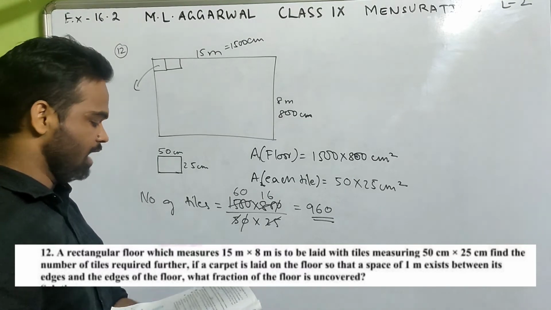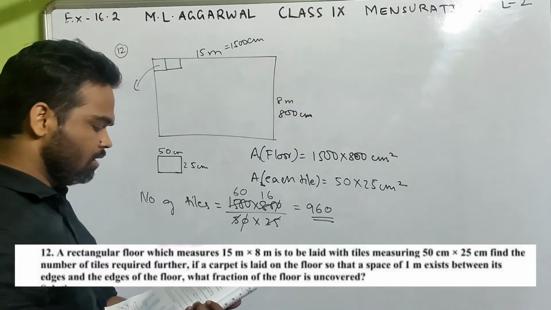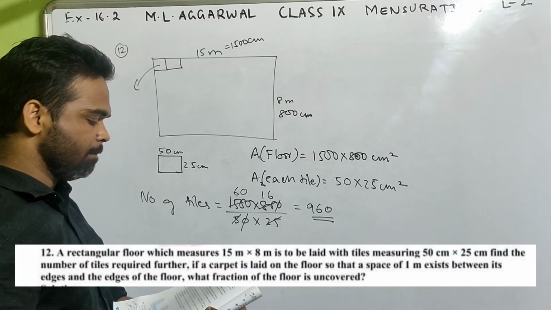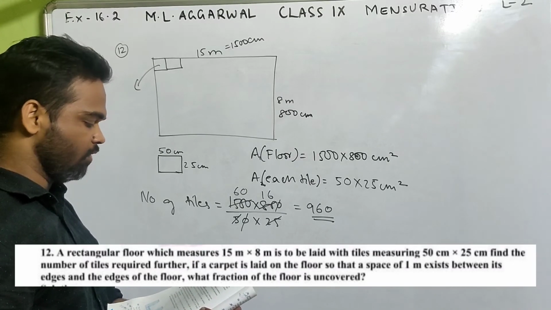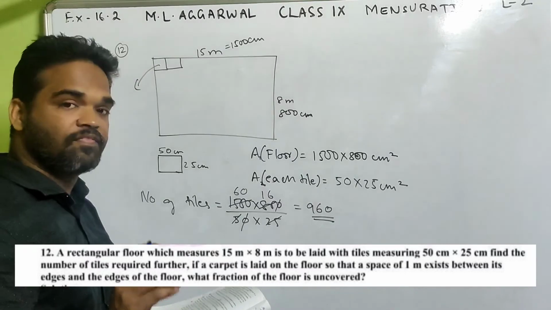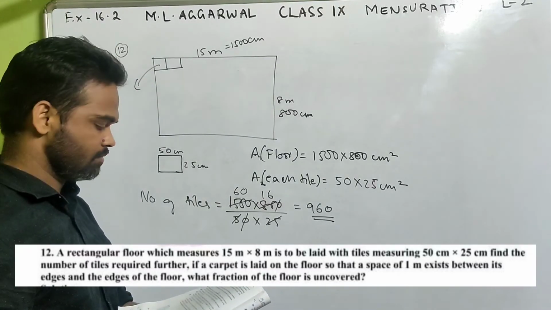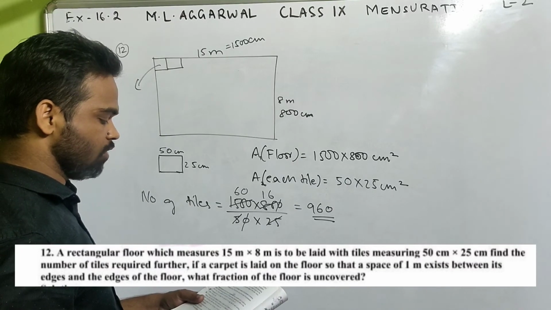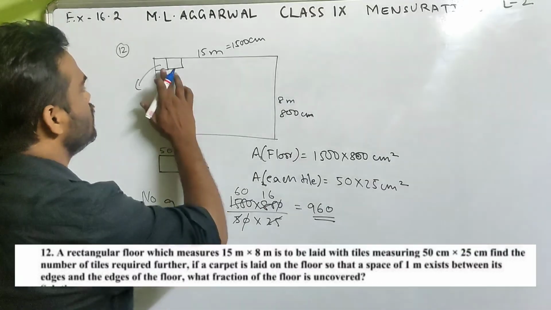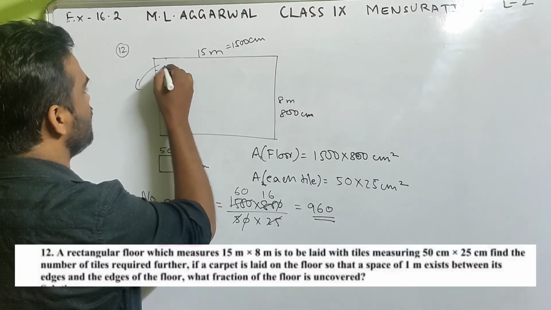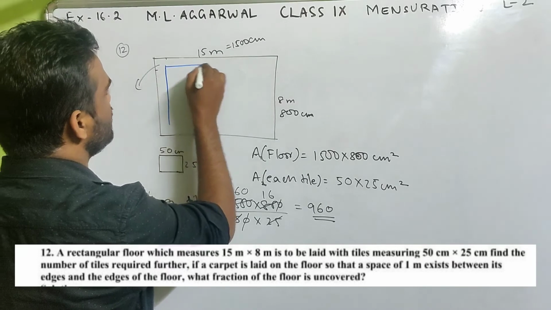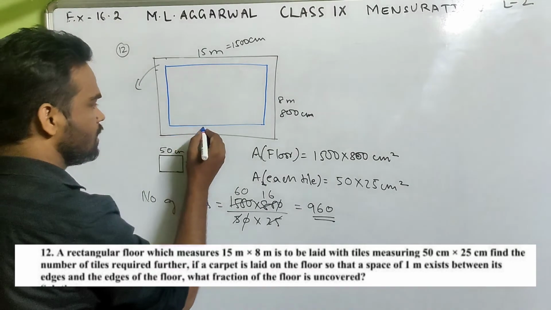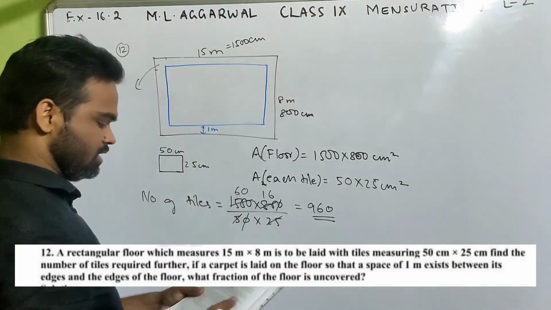Further, now they have added one more part to it. Further, if a carpet is laid on the floor so that a space of 1 meter exists between its edges and the edges of the floor, what fraction of the floor is uncovered? So what happened? You are now laying a carpet, but you are laying the carpet in such a manner that a gap of 1 meter is there, isn't it?